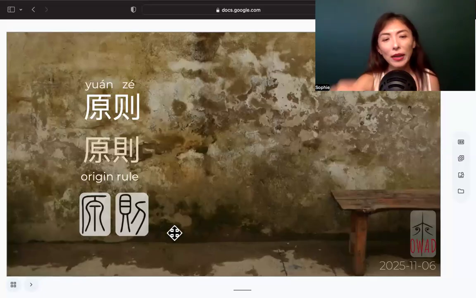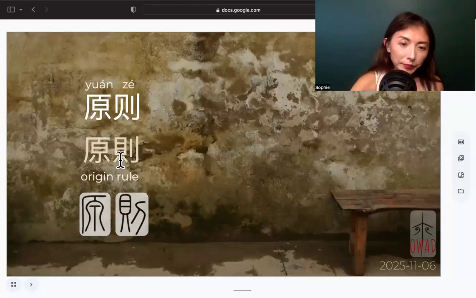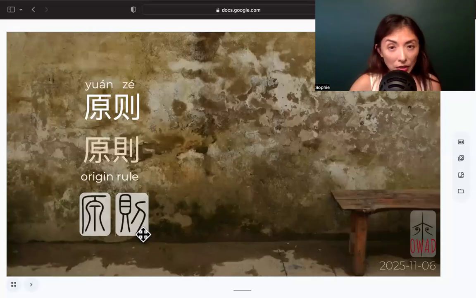Okay, ru. What is ru? Ru is made of, on the left side, a vessel, the metal vessel in ancient times that you have probably seen in some of the museums.